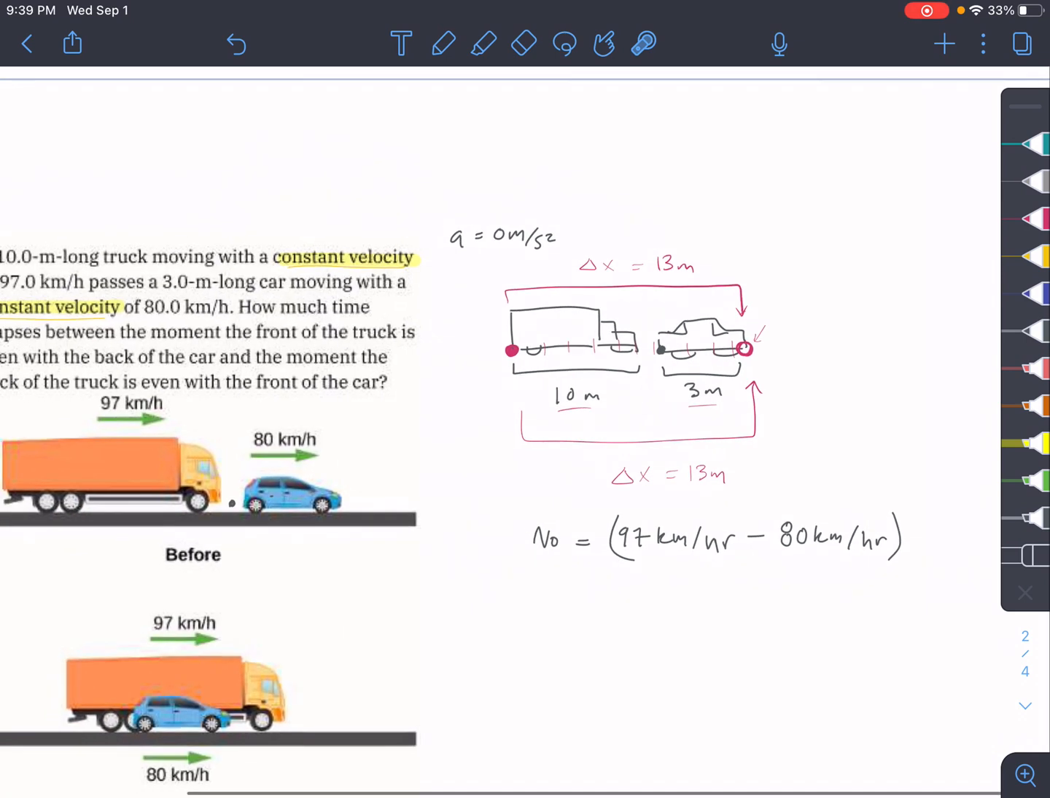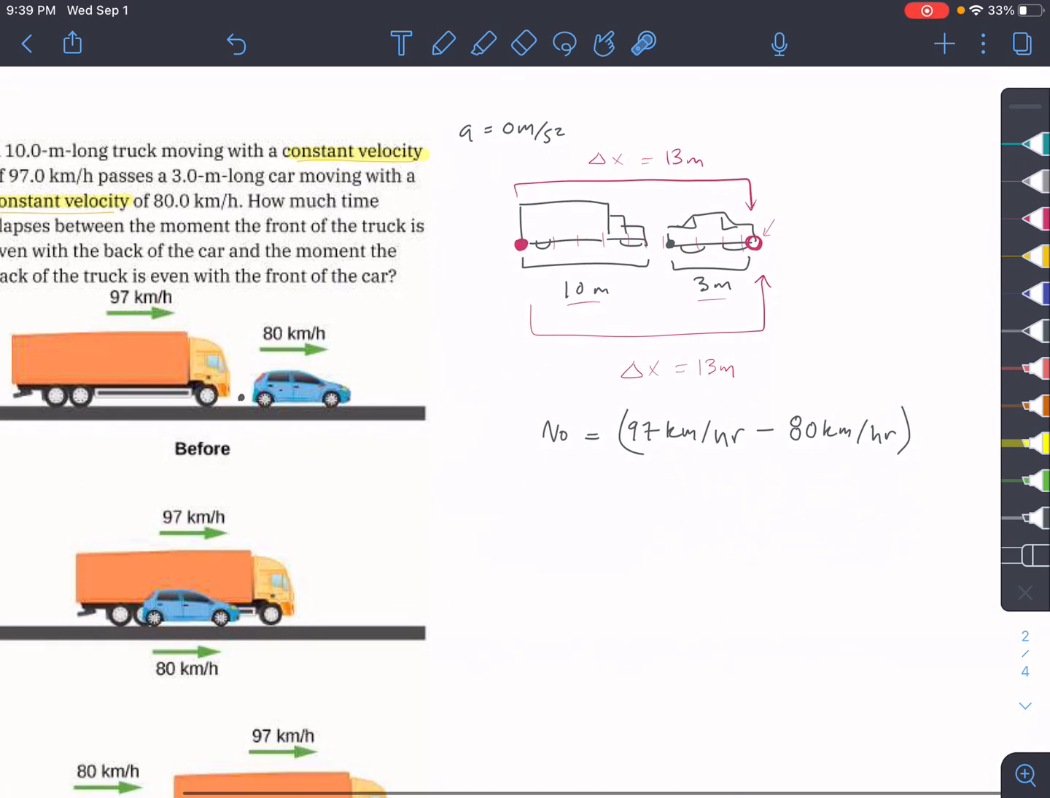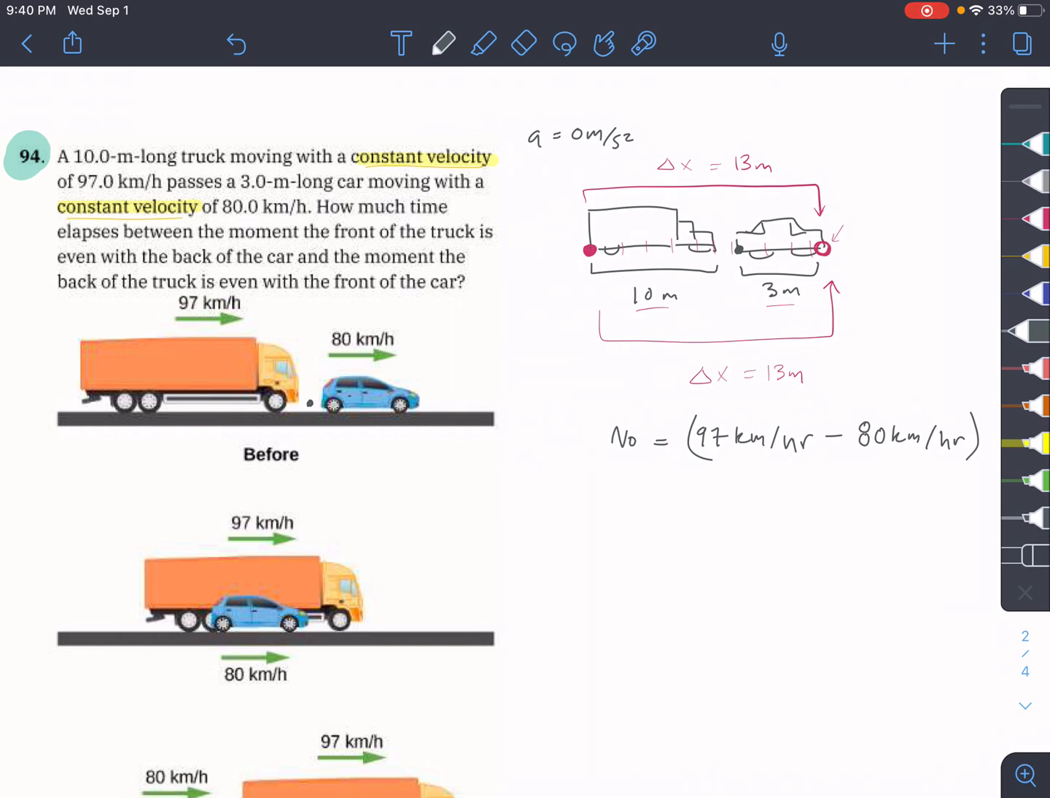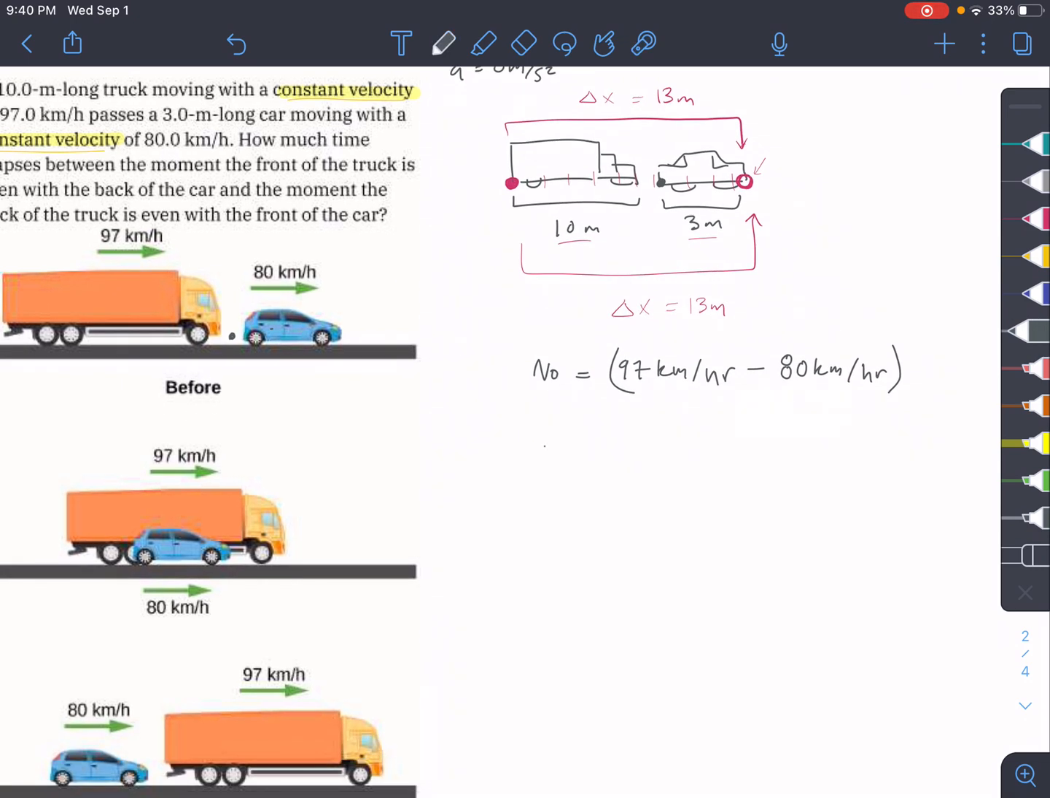Right? It can work that way. Our problem will work out that way just fine, just because we're looking at these two objects and their motion relative to each other, okay? So V0 is equal to 17 kilometers per hour.